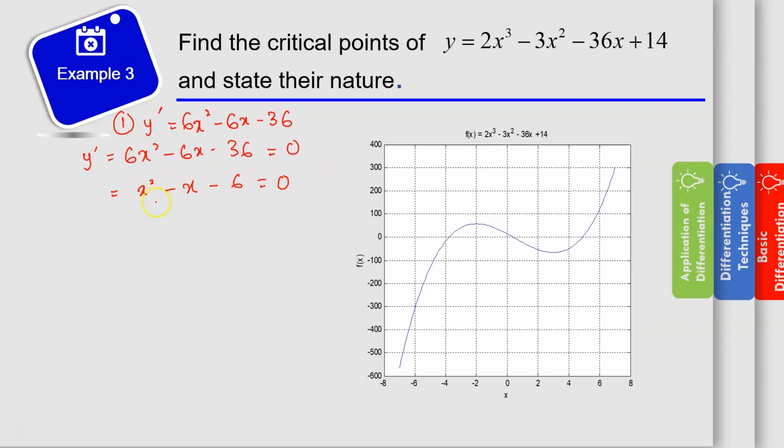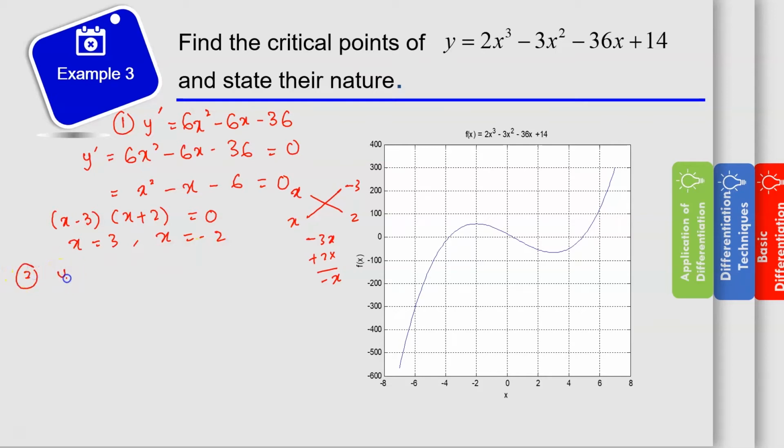And how to find the value of x for this quadratic equation? We can use factorization, that is x times x. We got here x squared. And then we put here negative 3 times 2, you will get negative 6. So negative 3x plus 2x, we get negative x. This means the factorization is correct. So we will have x minus 3 times x plus 2 equals 0. Then we can solve this one: x equals 3, and the other one is x equals negative 2.